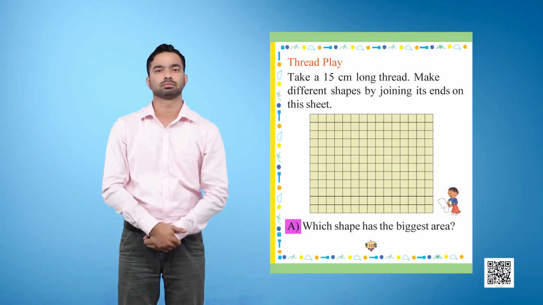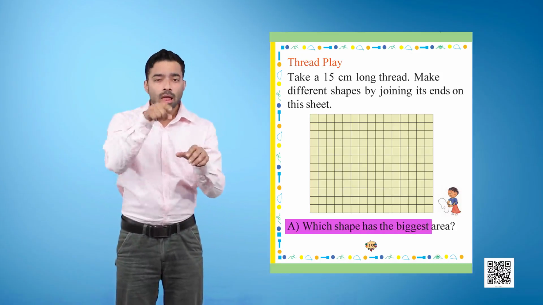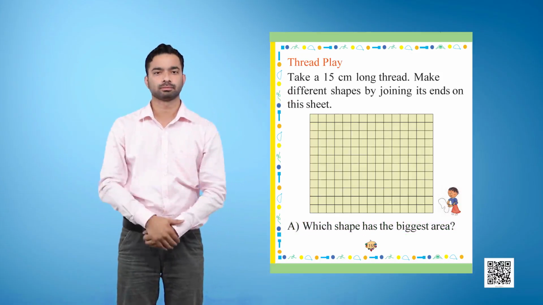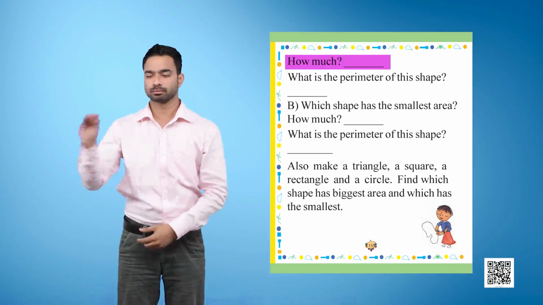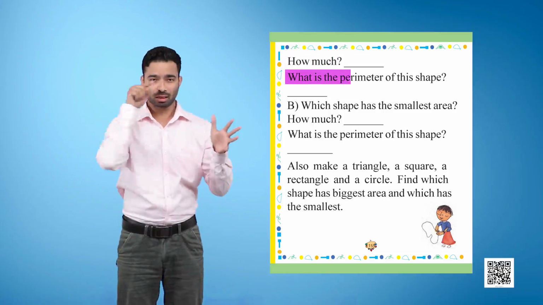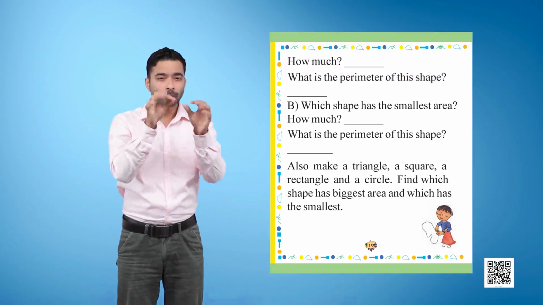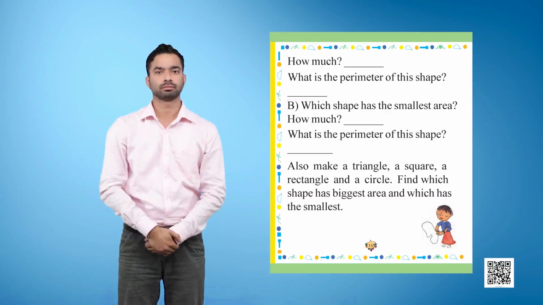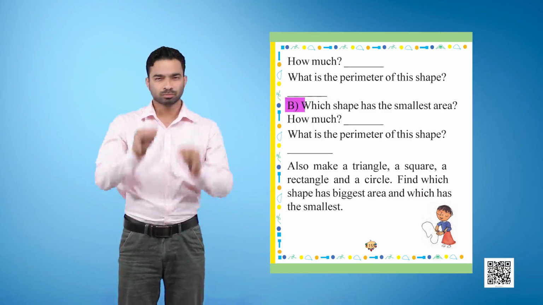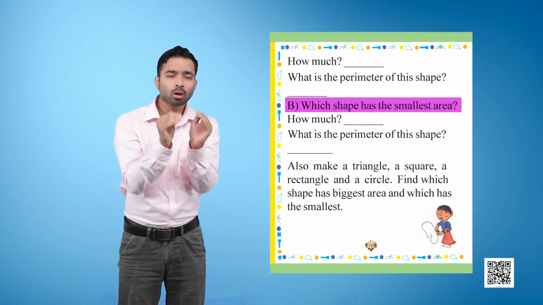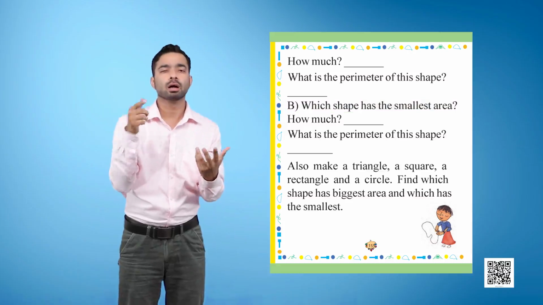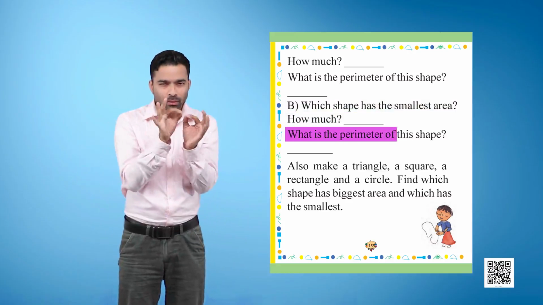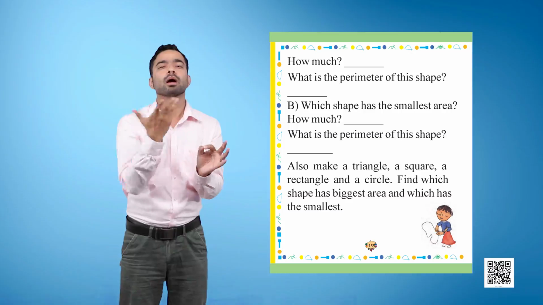A. Which shape has the biggest area? How much? Dash. What is the perimeter of this shape? Dash. B. Which shape has the smallest area? How much? Dash. What is the perimeter of this shape? Dash.